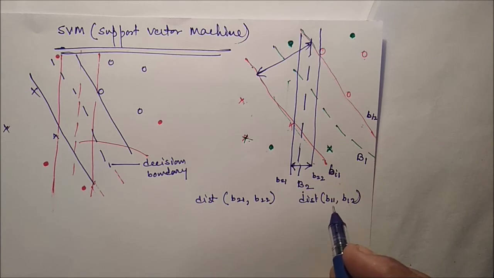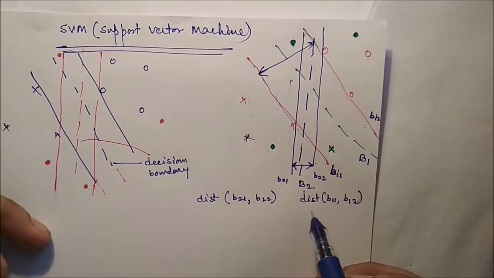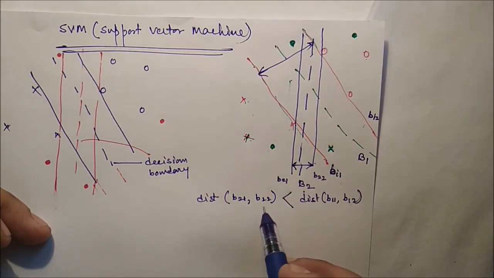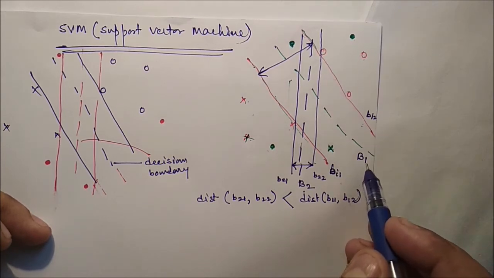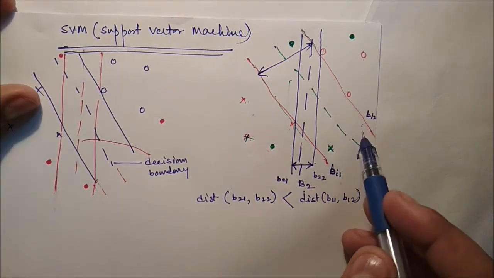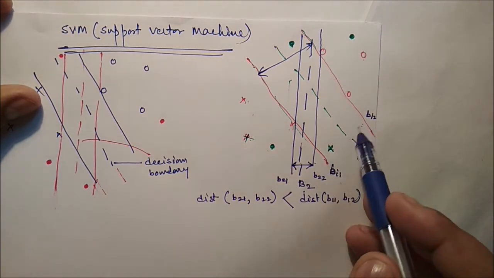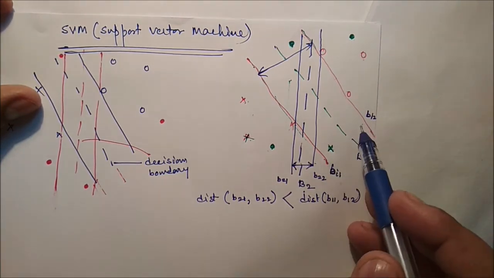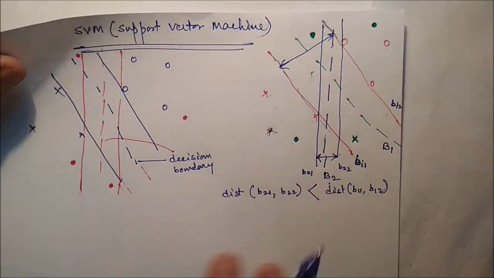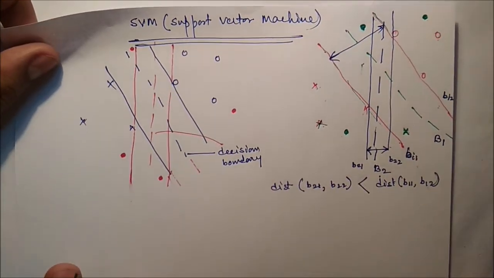Our aim is to maximize the margin of the hyperplane. Now you can see here the distance between B11 and B12 is much greater than B21, B22. Therefore B1 is the maximum margin hyperplane of the given data. So our aim is to maximize the margin so that we can classify unknown data properly, or there is low misclassification error. So it is clear why you should take the maximum margin hyperplane.